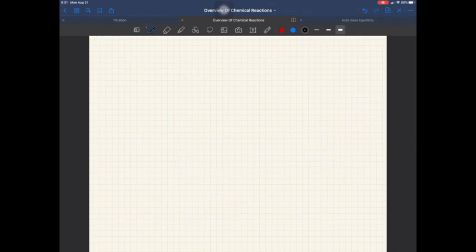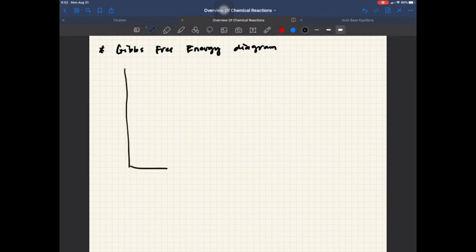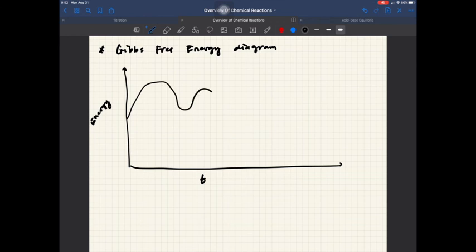Finally, we talk about the Gibbs free energy diagram, which maps out the change in energy level or energy states of the species of your reaction during the course of your reaction. So a Gibbs free energy diagram shows the energy state, or the energy of the system, plotted with time, or reaction coordinate. We have, for example, this type of Gibbs free energy diagram that shows the reactants at 0 seconds and products at this particular time.